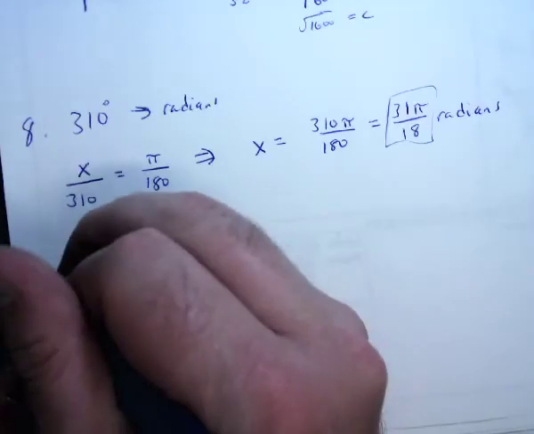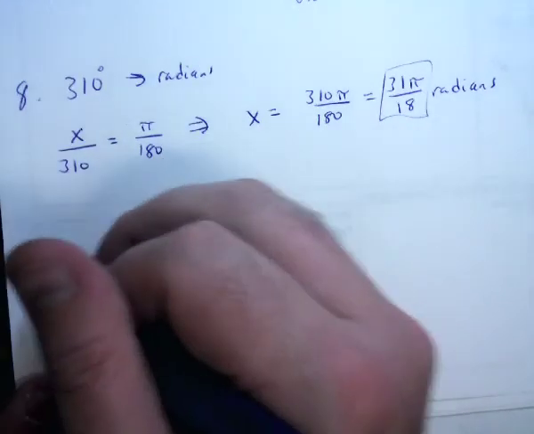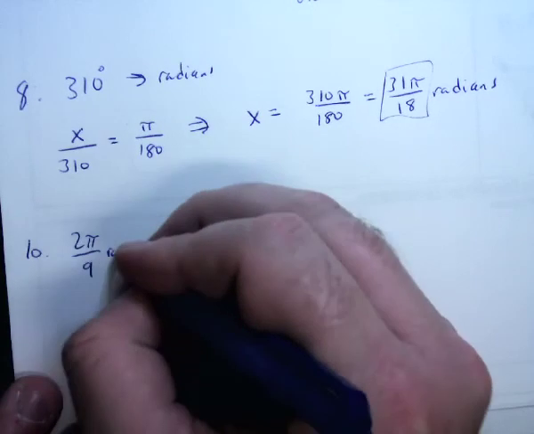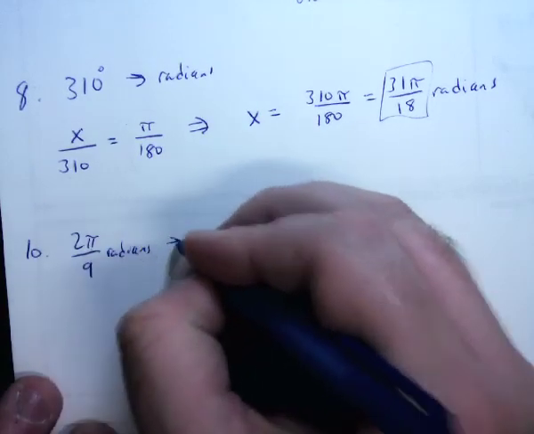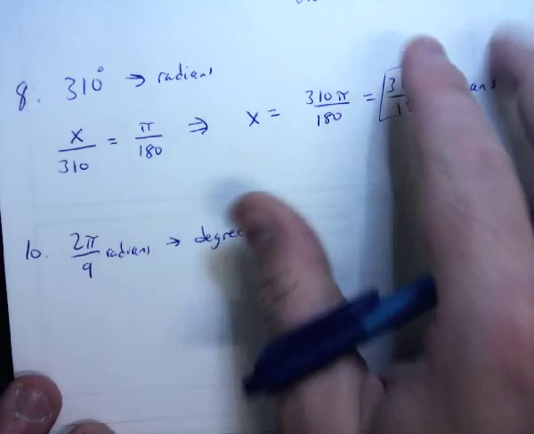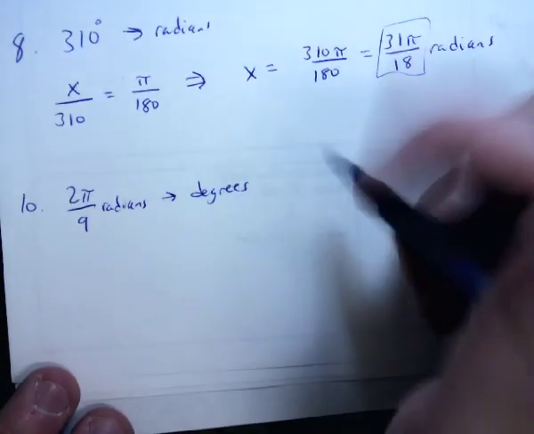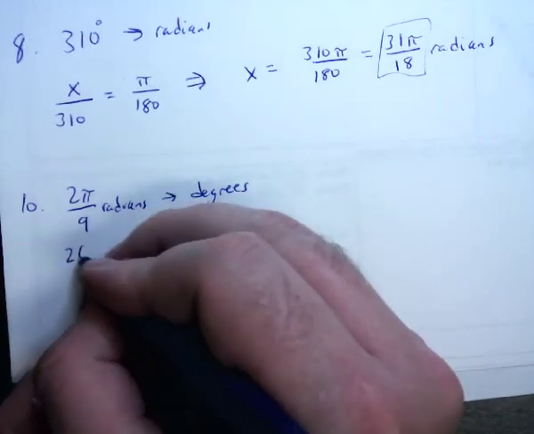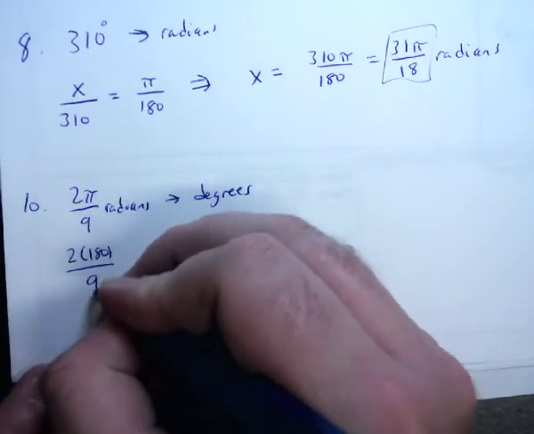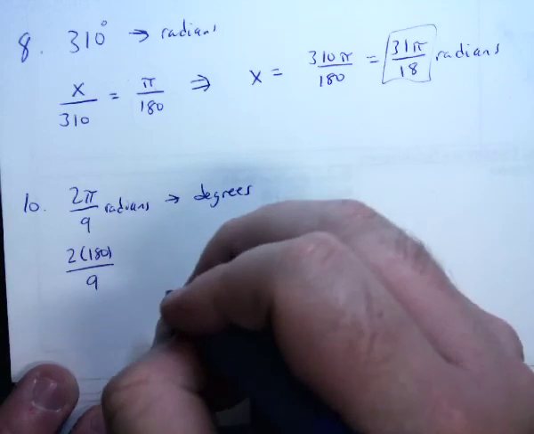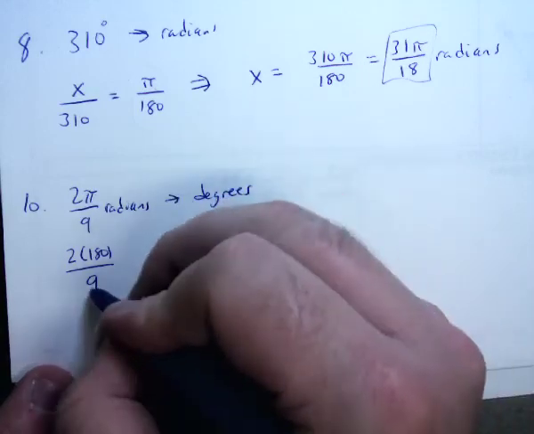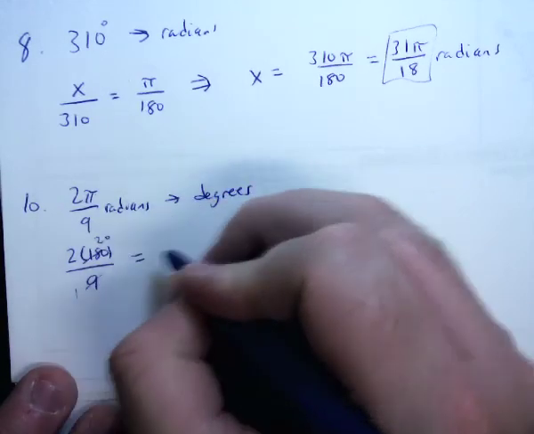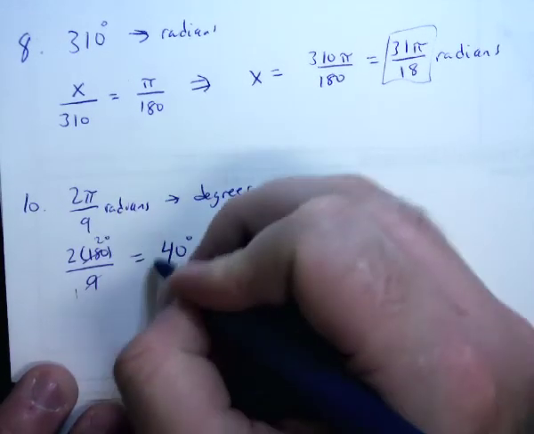For number 10, I find this way so easy. I love this way. So 2 pi over 9 radians, to degrees. And this is awesome because just like I said up here, pi is 180. So we just put 180 in for pi, and we get 2 times 180 over 9. And let's see, 9 goes into 180 20 times. That's going to be 40 degrees.